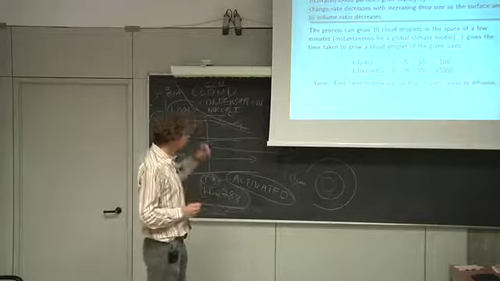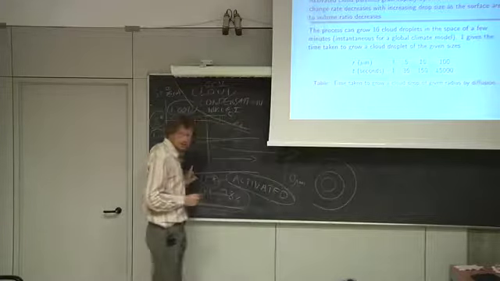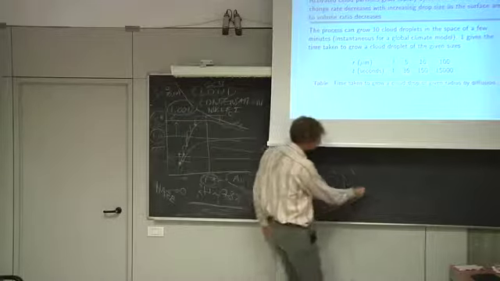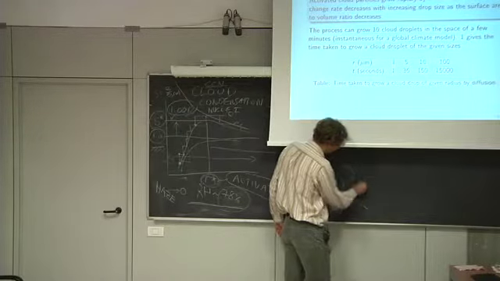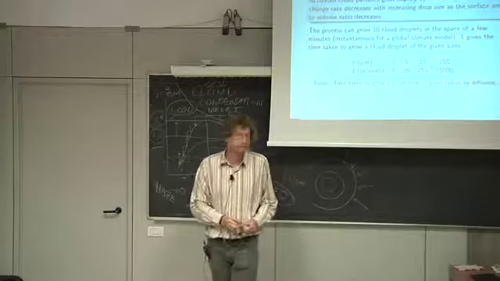So when these droplets are activated, these haze particles are activated, they grow very rapidly by diffusion of water vapor towards the droplet.